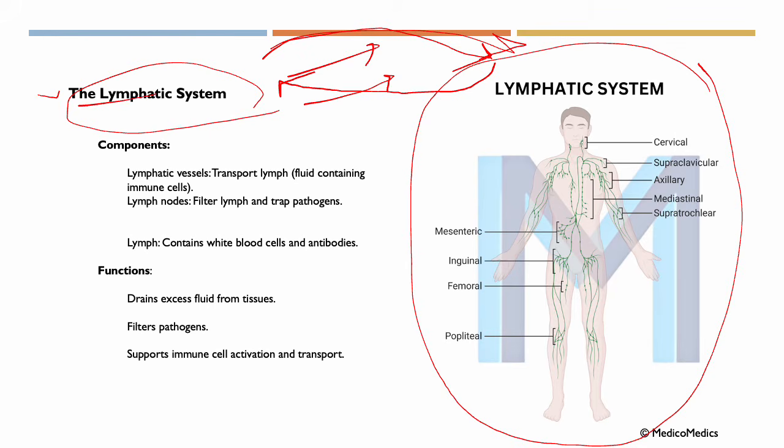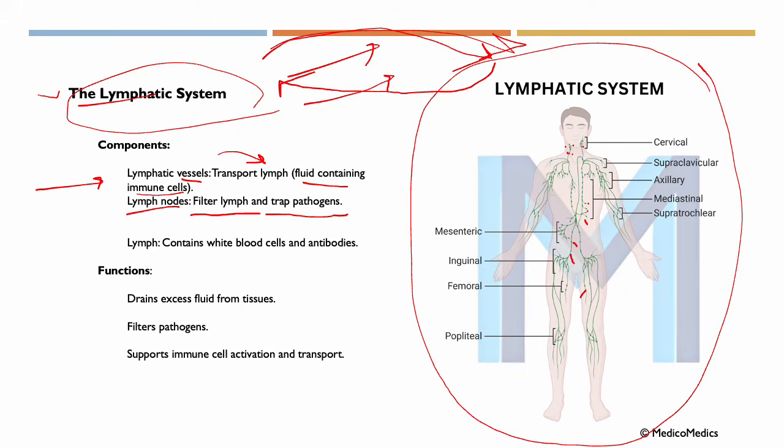Now, the components of the lymphatic system is the lymphatic vessels. So this is where lymph is transported. And lymph here is fluid containing immune cells. Then we have lymph nodes. And this is where lymph is filtered and where pathogens get trapped. In these illustrations, you can see these more thicker parts, right? You can see it here, here, here, etc.